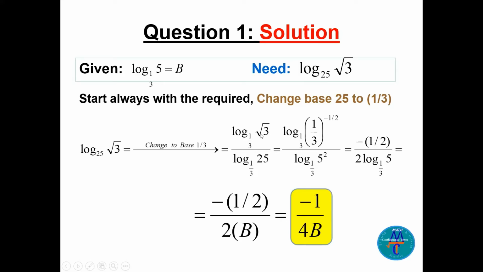Now in the numerator, square root of 3 will be 3 to the power half, or we can write it 1/3 to the power minus half. And the whole expression in the numerator becomes minus half because log base 1/3 of 1/3 is 1. So that will be minus 1/2. Here we have 25 is 5 squared. Bring the 2 down on the line. 2 times log base 1/3 of 5, which is exactly b. So we have minus half divided by 2b. Multiply up and down by 2, we get minus 1/4b is the answer.